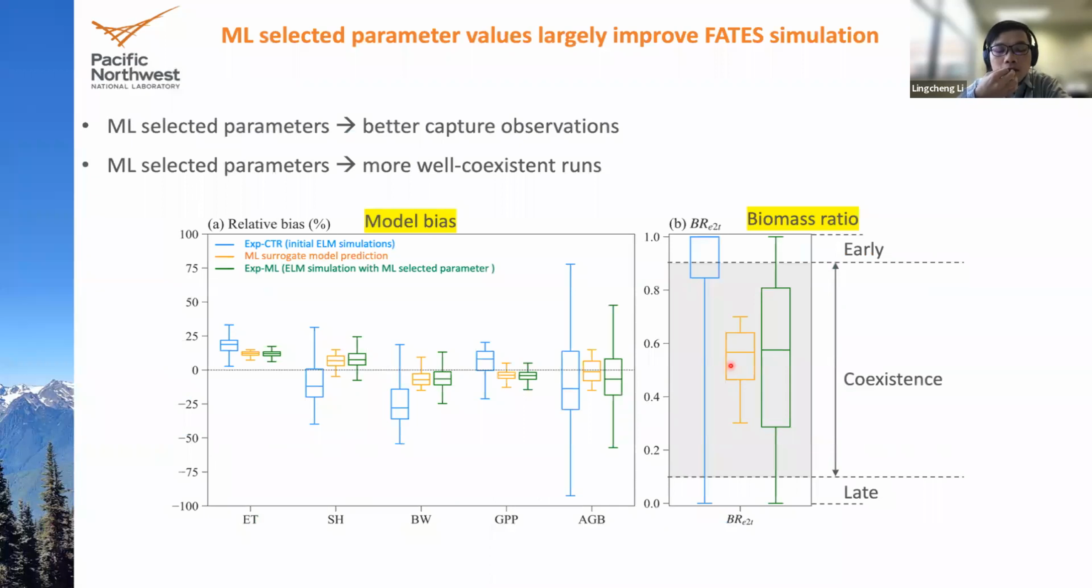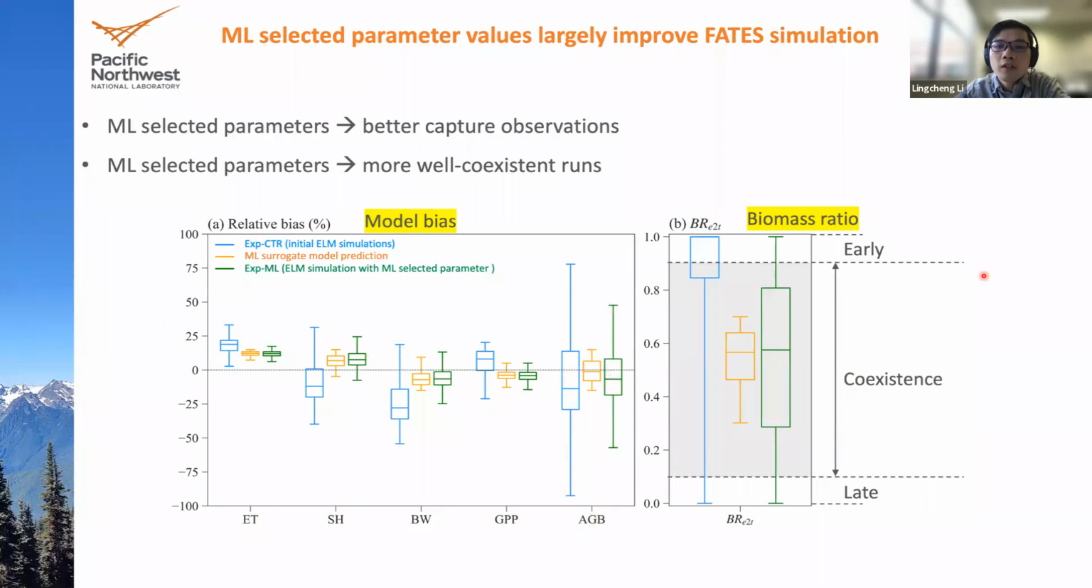So let's look at the result. We send our machine learning selected parameters to the ELM-FATES model, and then we get the simulation results. The left figure here is model bias, and the right figure is the coexistence analysis. First, let's look at the model bias. The blue color is the control experiments, and the green color is the FATES simulations with the machine learning selected parameters. Generally, you will see that the relative bias for the green color is closer to 0, or smaller than the control experiments, which means it improves the simulations in terms of model bias in water, energy, carbon, and aboveground biomass. You can also see that the control experiments have a very large range, but the machine learning selected parameter FATES simulations have a small, narrow range.